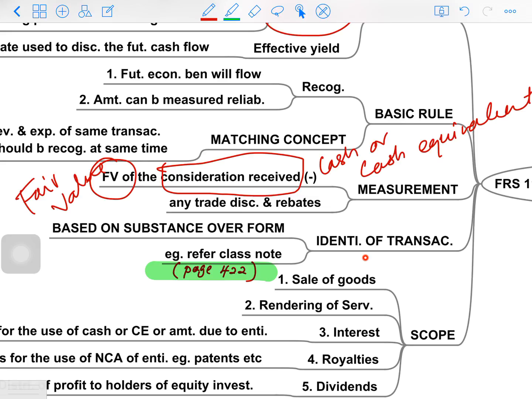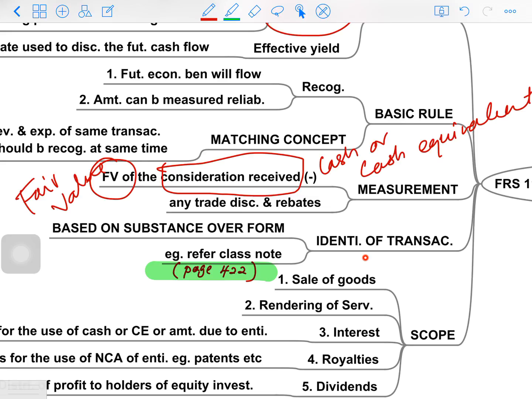Here, for example, I show you revenue recognition. In terms of recognition, here we mention that the recognition criteria is applied to each transaction separately, or even each component of a transaction, to reflect the substance of the transaction. So what does it mean by the word substance of transaction?